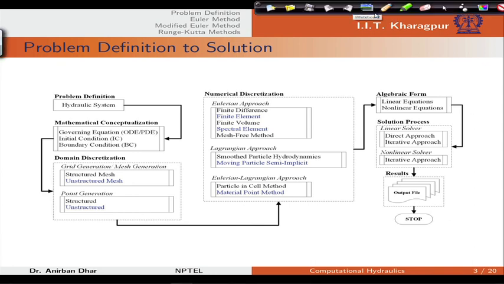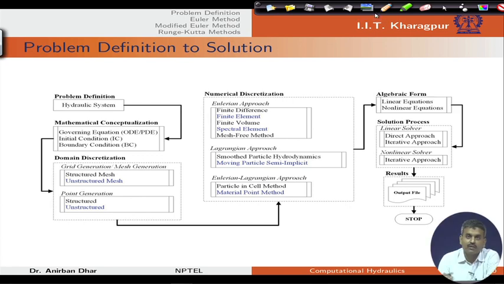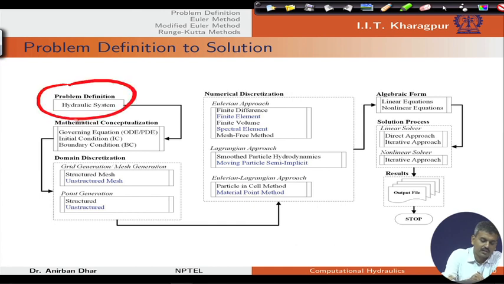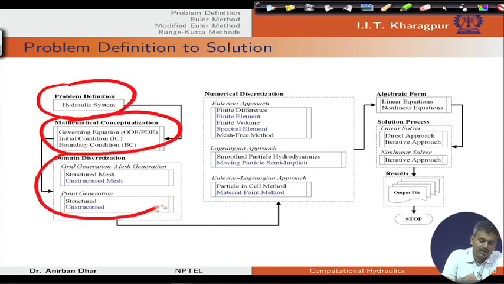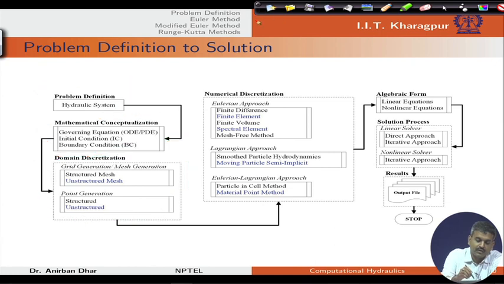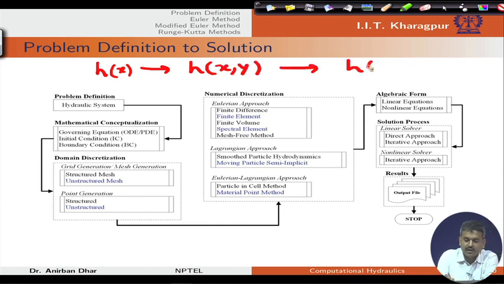We have seen the basic structure of our computational hydraulics course. We have problem definition, mathematical conceptualization, domain discretization, then numerical and discretization algebraic form, and solution process. In our groundwater hydraulics, we started from the one dimensional, two dimensional case, and finally derived the hydraulic head distribution for 2D space and 1D time.